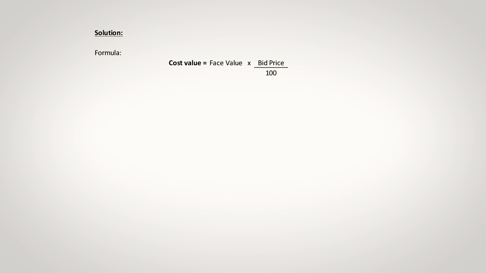The formula says the cost value is equal to the face value times the bid price over 100. And in our example, our face value is 100,000 kwacha. Our bid price is 86.202 kwacha divided by 100. And then we work that out. Our cost value comes down to 86,202 kwacha. So the bank will deduct 86,202 kwacha from your bank account upon successful bidding of your treasury bill.